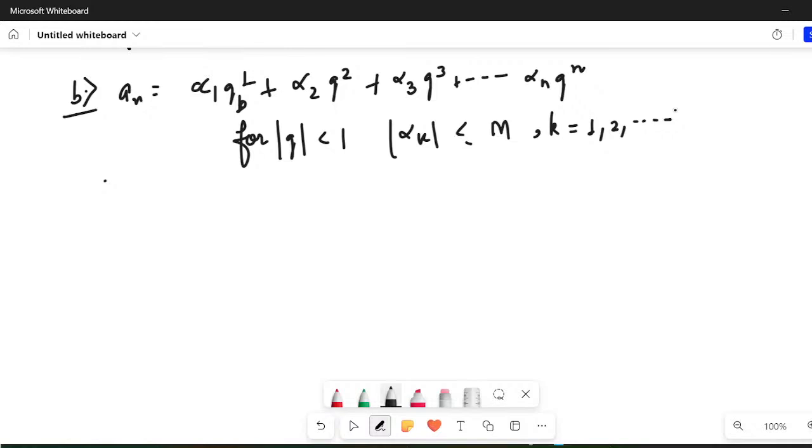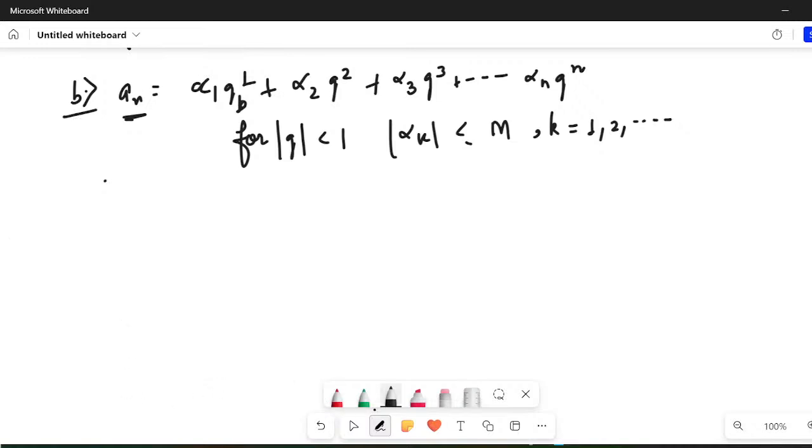Okay, so this is what has been given in the question: the sequence with terms alpha 1 q, alpha 2 q squared, alpha 3 q cubed, up to alpha n q raised to power n, where the alphas are bounded and mod q is less than 1. Now you need to tell me, what is this sequence? Is it a Cauchy sequence or not a Cauchy sequence? So we need to see whether this is a Cauchy sequence or not.